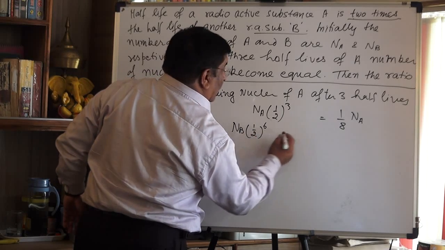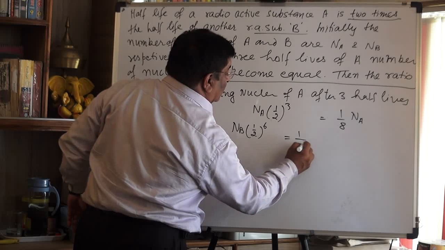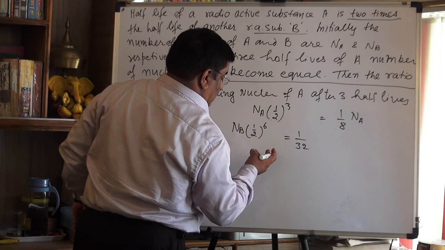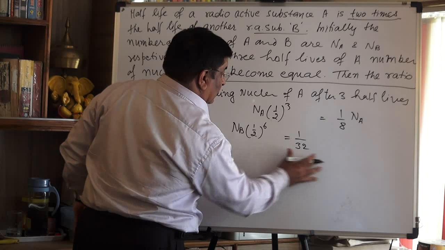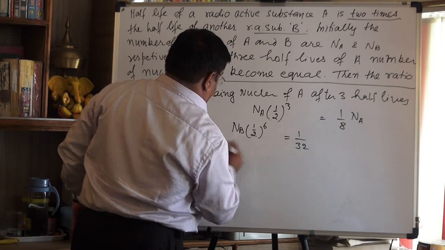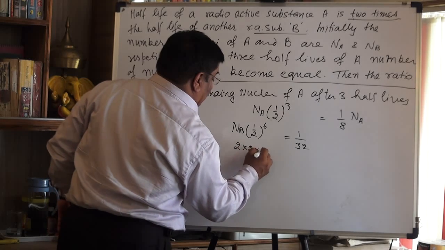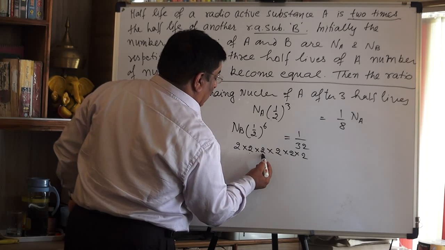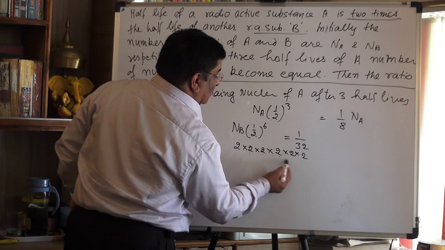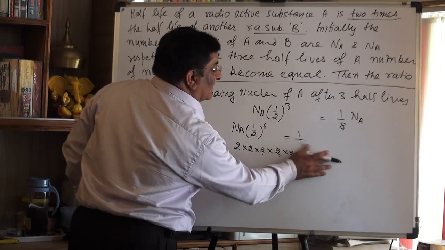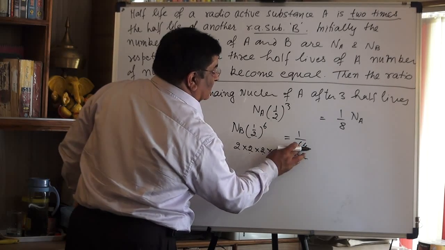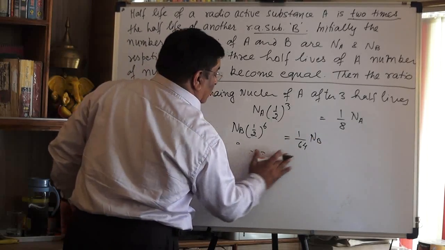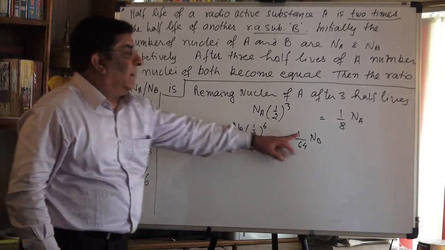So this will be 1 upon 64. Okay, 2 into 2 into 2 into 2 into 2 into 2. 2 to the 4, 2 to the 8, 8 to the 16, 16 to the 32, 32 to the 64. Okay, you are right, 1 upon 64 of Nb. So this is what it becomes.